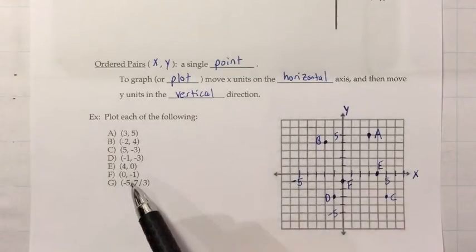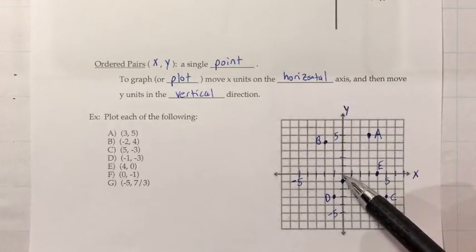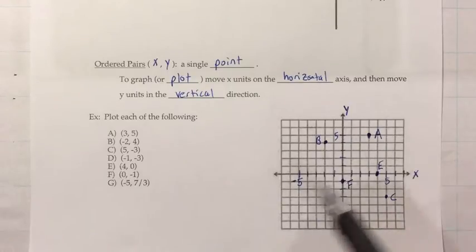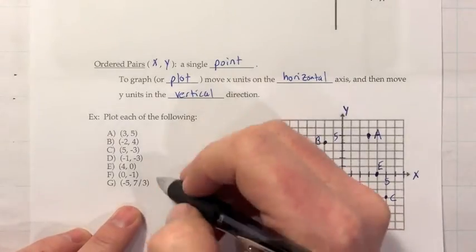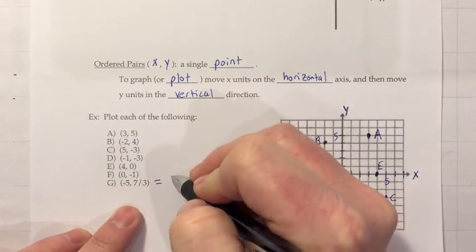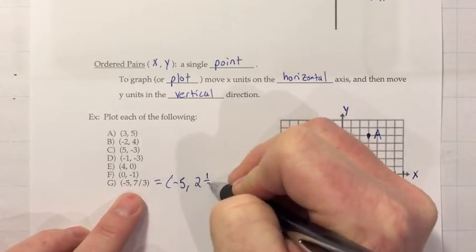And you just have to be careful that you do it in the right order. Sometimes people, the 0, negative 1, will end up over here. You just have to remember that the first move is over 0, so you stay put and then down 1. Alright, then looking at the final point, negative 5, 7/3. A couple ways to do this. One of them is you could think of this as a mixed number. So negative 5, and 3 goes into 7 twice with 1 left over, so 2 1/3.